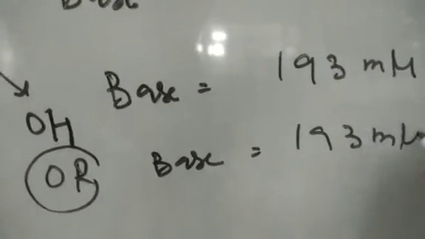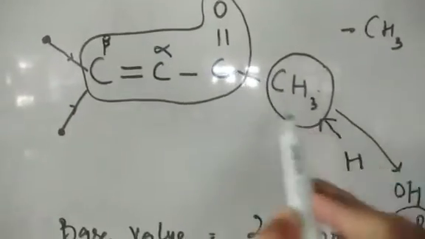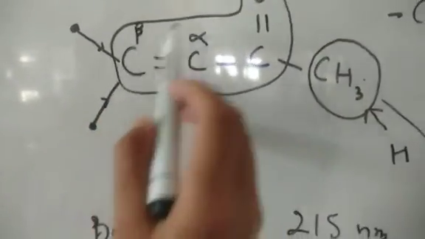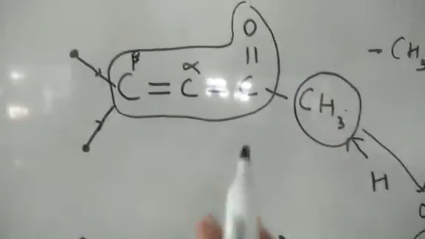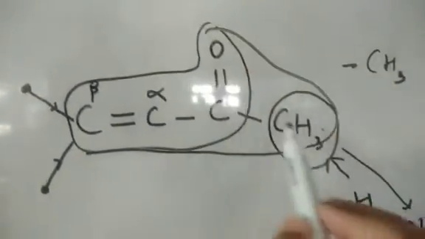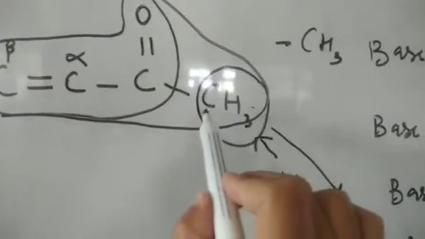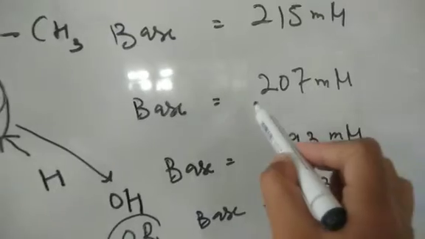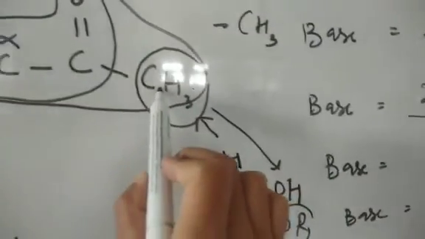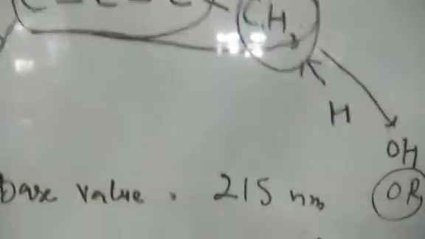So this is an important thing to remember: the base value in alpha beta unsaturated compounds changes, depending on this group. As for the groups at alpha and beta, we have to add them to the base value. For example, if you have a methyl group here, the base value is 215. If instead we have H, the base value is 207. If you have OH or OR, ester, the base value is 193. So in example number 1, since we have CH3, the base value is 215.